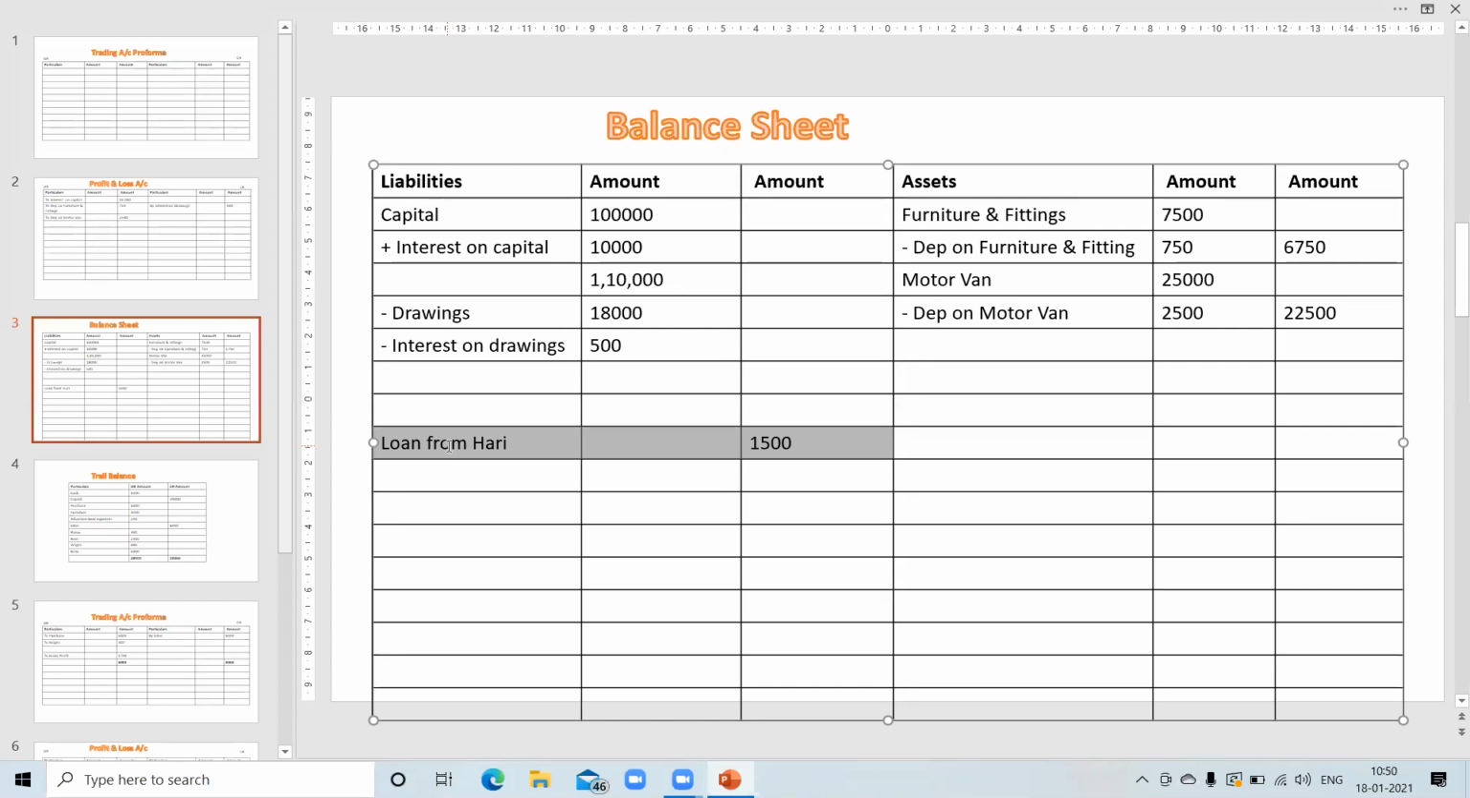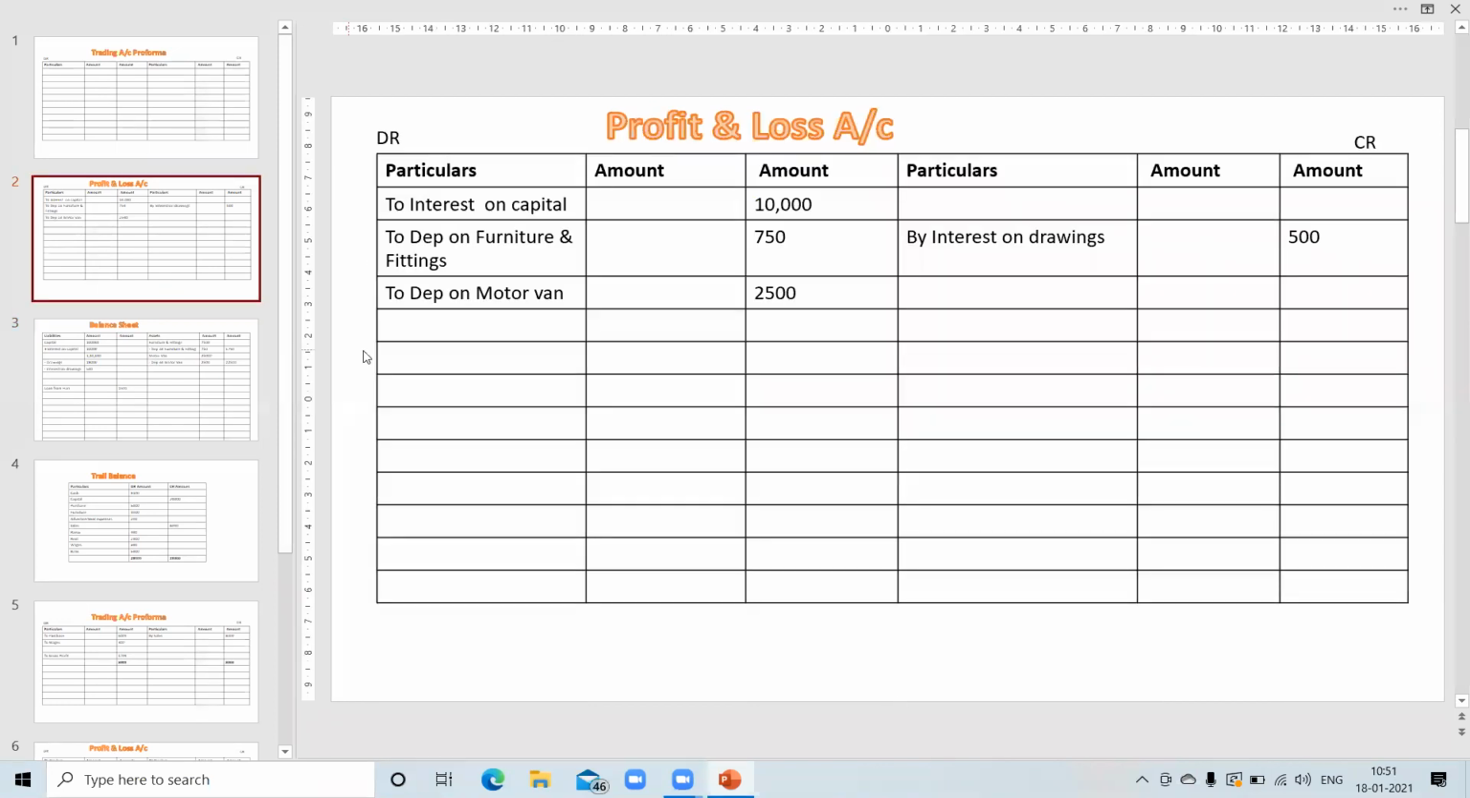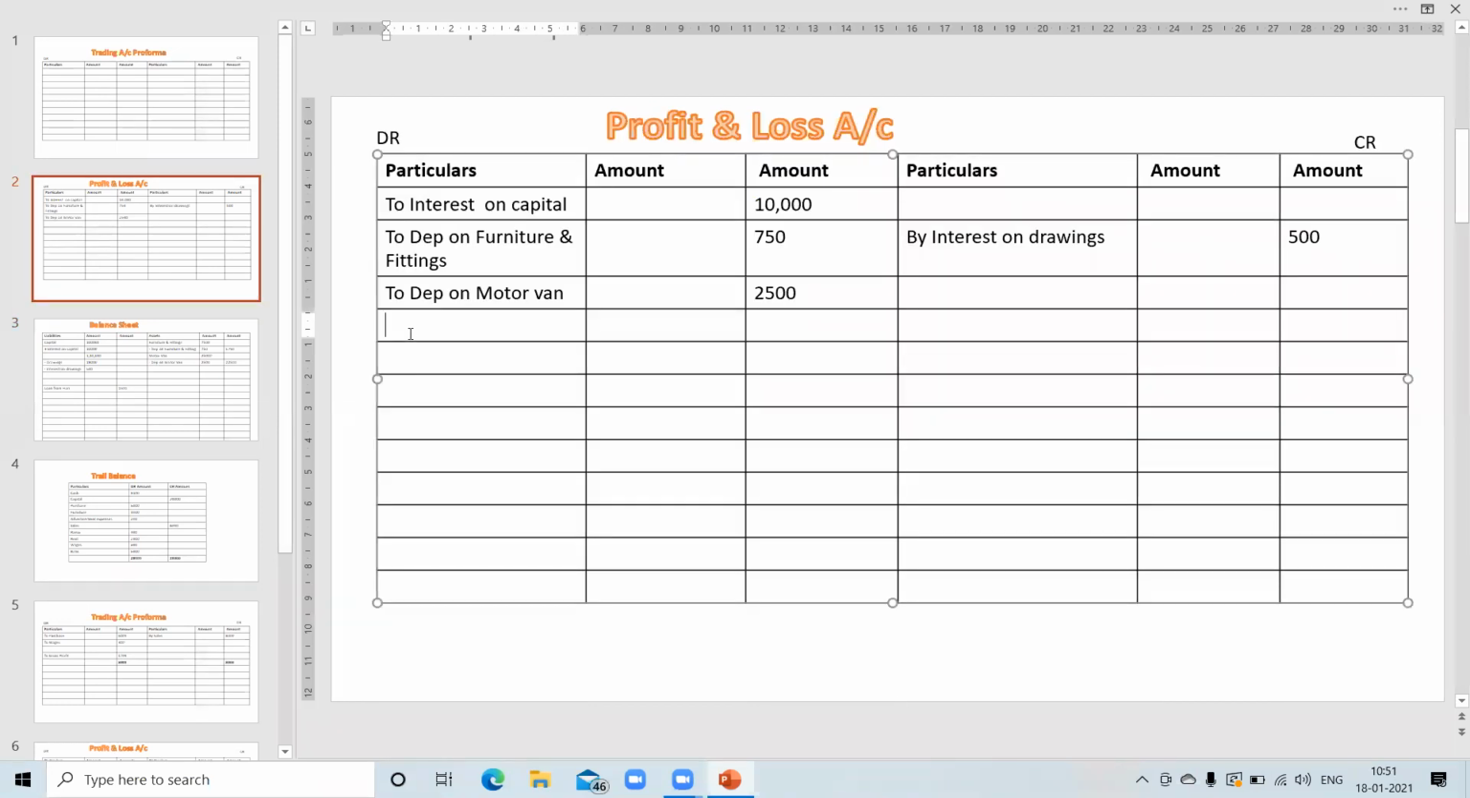Next is the interest paid on loan. The interest on loan, for example, is one type of expense. So that's why we post it in the profit and loss account, debit side. Interest on loan.